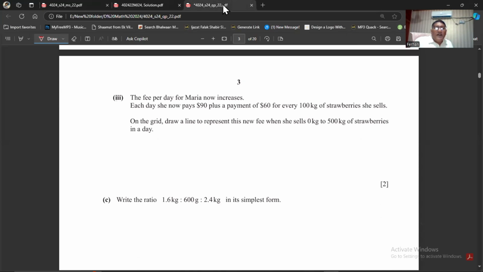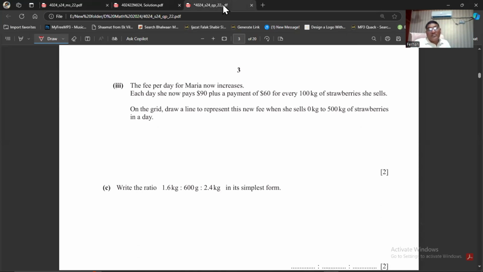Question number 1, B part, and its third portion. The fee per day for Maria now increases. Each day she now pays $90 plus a payment of $60 for every 100 kg of the strawberries she sells. So the fixed amount she has to pay every day is $90, plus for every 100 kg she sells, she has to pay $60.